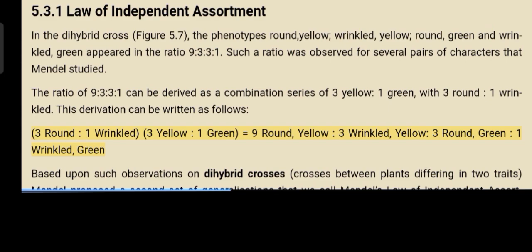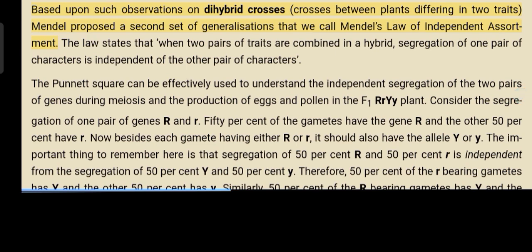Based upon such observations on dihybrid crosses between plants differing in two traits, Mendel proposed a second set of generalizations that we call Mendel's law of independent assortment. The law states that, when two pairs of traits are combined in a hybrid, segregation of one pair of characters is independent of the other pair of characters. The Punnett square can be effectively used to understand the independent segregation of the two pairs of genes during meiosis and the production of eggs and pollen in the F1 RrYy plant.